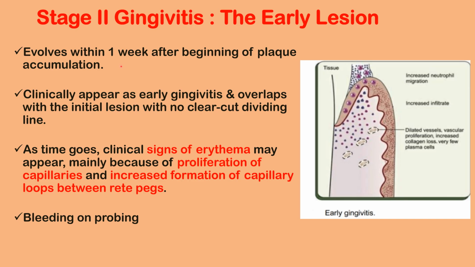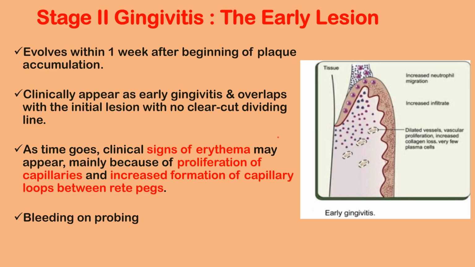Talking about the second stage of gingivitis, that is the early lesion. The early lesion evolves within 1 week after the beginning of plaque accumulation. Clinically, it appears as early gingivitis and it overlaps with the initial lesion. There is no clear-cut dividing line between the two lesions.